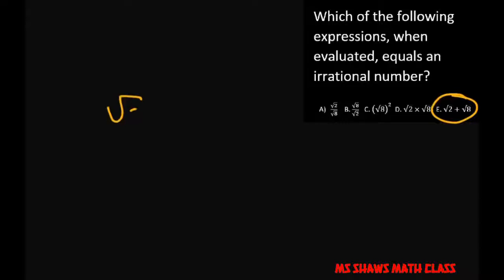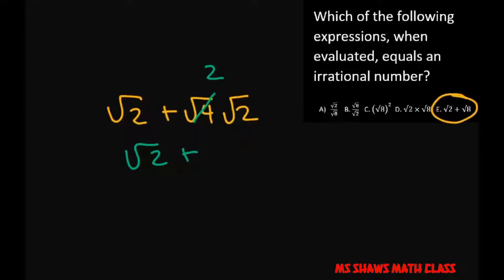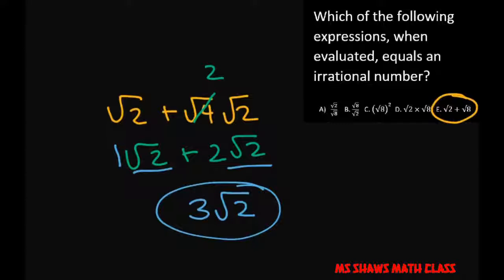We have square root of 2 plus, I'm going to break up square root of 8 as square root of 4 times the square root of 2. Square root of 4 just equals 2, so we have square root of 2 plus 2 square root of 2. Since these 2 are the same, it's like adding like terms. We have 1 square root of 2 plus 2 square root of 2 is 3 square root of 2. And that is an irrational expression, or equals an irrational number, because square root of 2 is an irrational number.